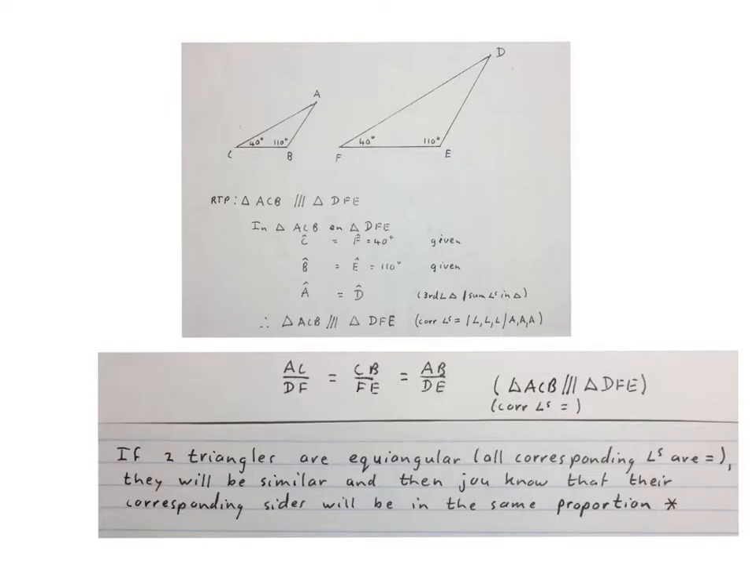Now here is a summary that you will find in any good maths textbook. That explains everything I just told you. It says here, if two triangles are equiangular, in other words, all corresponding angles are equal, they will be similar, the two triangles, and then you know that their corresponding sides will be in the same proportion. I would like you to say that with me. If two triangles are equiangular, they will be similar, and then you know that their corresponding sides will be in the same proportion.